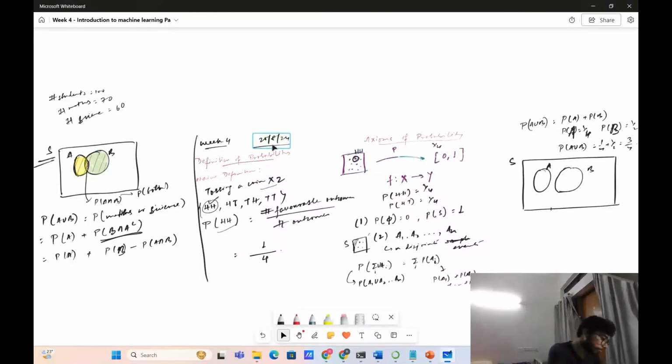Is that clear? So that's why the formula comes out to be like this. This is basically the formula, right? P of A union B is P of A plus P of B minus P of A intersection B. Is that right? Or do you have any question?